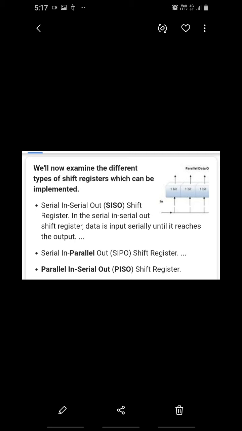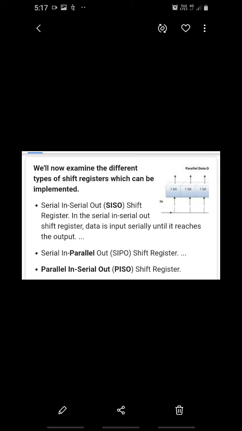serial in, parallel out shift register, parallel in, serial out shift register, and parallel in, parallel out shift register.